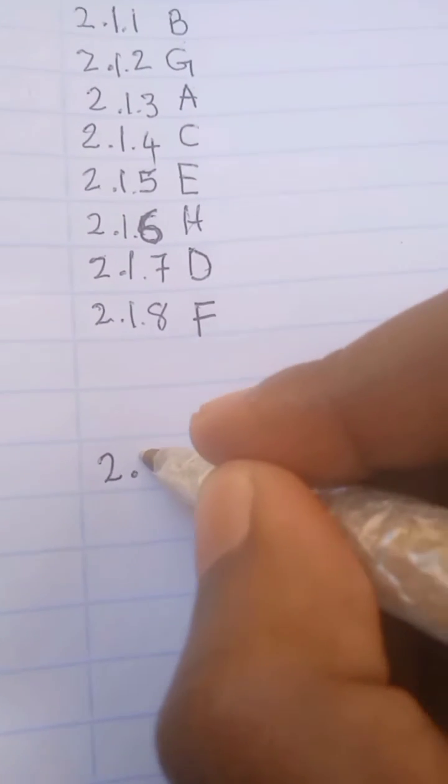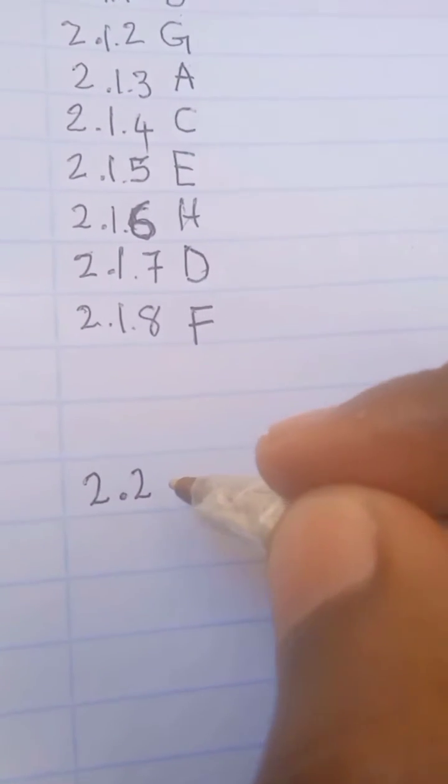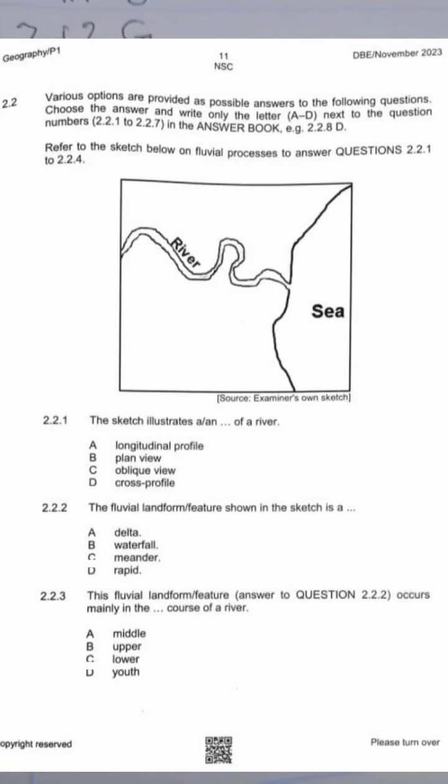Okay, so we head on to question 2.2. So what are they saying? Various options are provided as possible answers to the following questions. Okay, so these are the multiple choice questions. Choose the answer and write only the letter A to D next to the question number. So we're going from 2.2.1 all the way to 2.2.7. Right, so let's head on then.